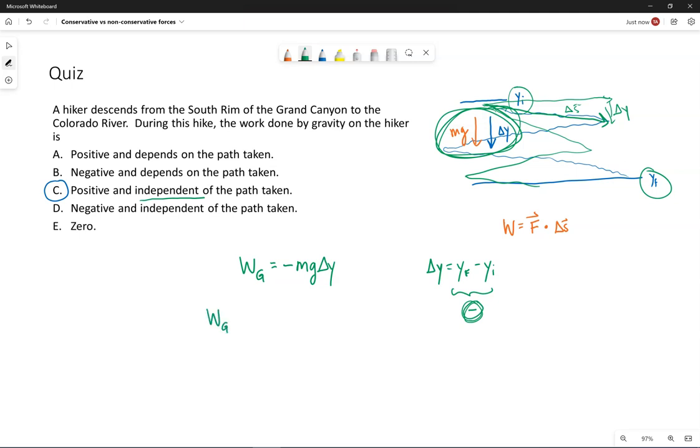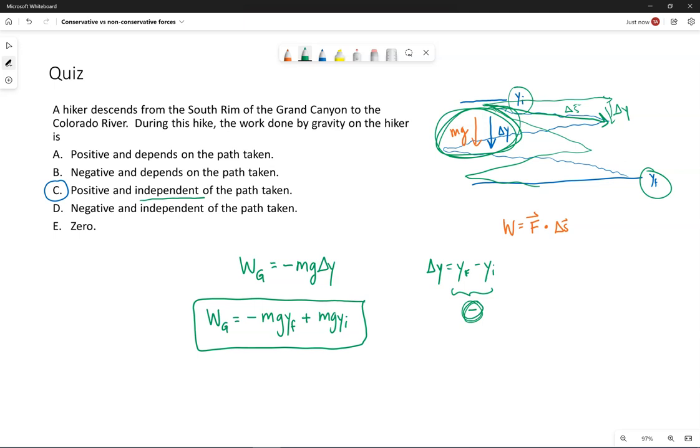I could write this out as the work of gravity is minus mg y final minus the negative mg y initial. Work done by gravity, technically we could say, is always equal to minus mg y final plus mg y initial.